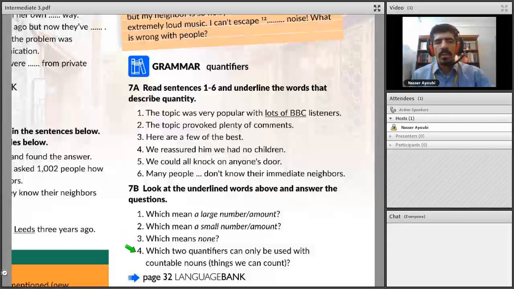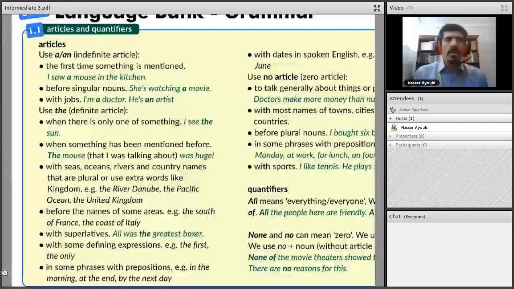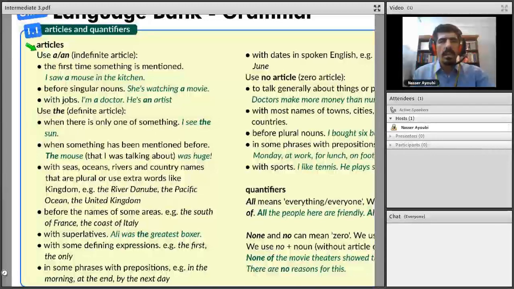Number 4, which 2 quantifiers can only be used with countable nouns? We have a few and many that can be used with countable nouns. Okay, language bank. Let's move on to the language bank. All right, here we are. Unit 1.1, articles and quantifiers. Articles. I'm reading here.